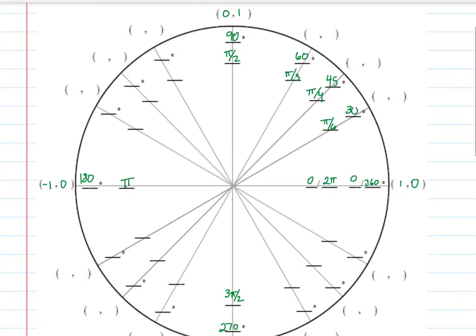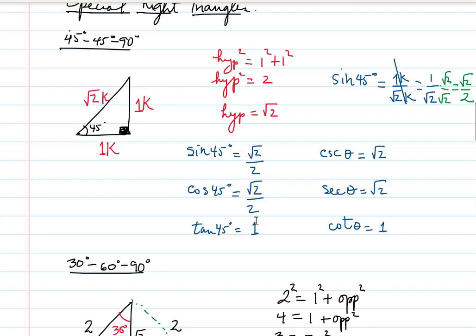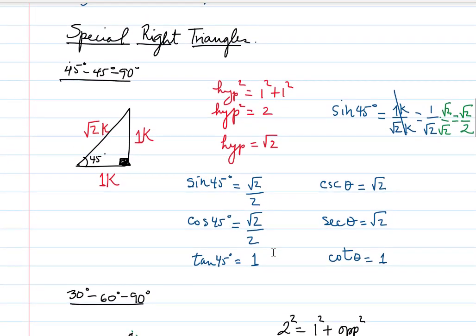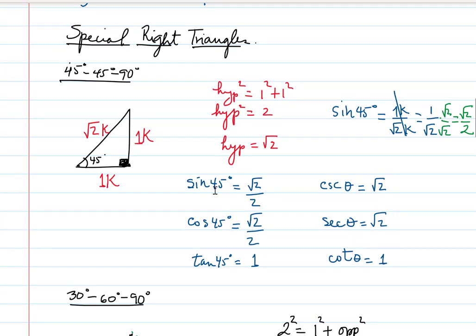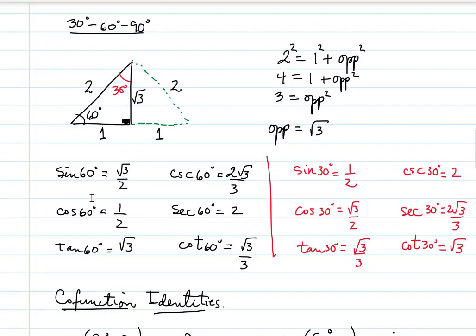So if you think about that and go back to when we did the special triangles, notice that sine of 45 is square root of 2 over 2, and cosine of 45 is also square root of 2 over 2. If you look at sine and cosine of 30 and 60, they were very similar. Remember, we talked about cofunctions. So sine of 60 is the same thing as cosine of 30, and vice versa.